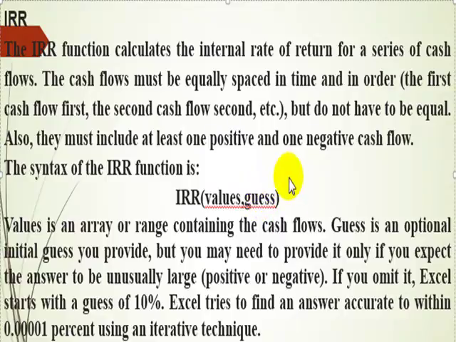If omitted, Excel is going to assume what? 10%. Then Excel will try to find the answer accurate to within 0.00001% using an iterative technique to look for the interest rate that will equate the cost of capital and the cost of investment. So let's look at a particular financial case in which we can make use of the IRR function.